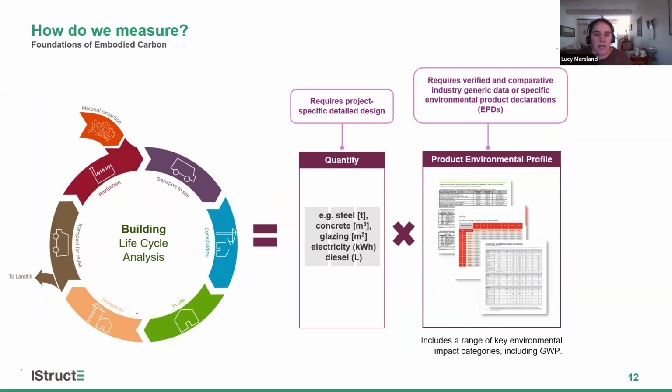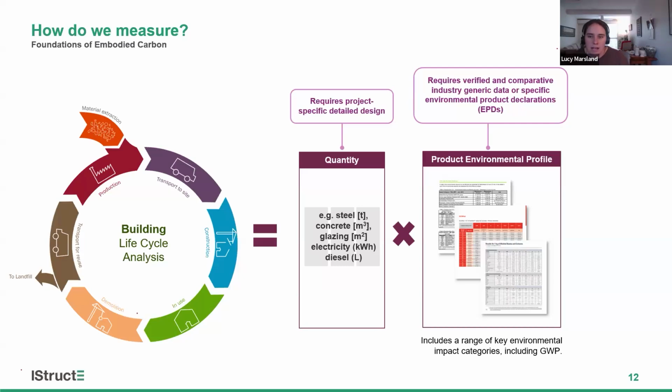So the way we do that in this carbon measurement or life cycle assessment is that we apply a rate to a quantity. It's not dissimilar to cost planning in some ways, except we're talking about environmental impact rather than dollars. So we need to know our quantities, whether that's a quantity of material, tons of steel, meters cubed of concrete, or the amount of electricity consumed in a year or the amount of diesel consumed by a crane on site. We're always working with those units of quantities.